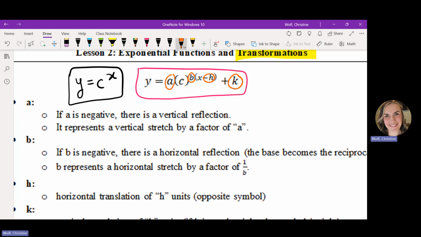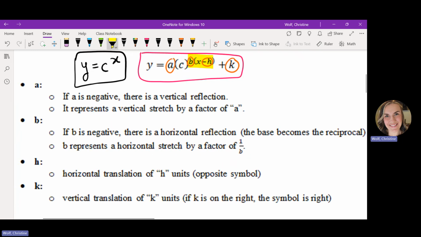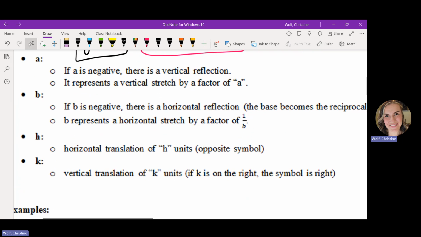The difference between this and chapter 1 is that these guys right here, the B and the H, are now an exponent or part of the exponent. All right. So what we're going to do is we're going to take a trip down memory lane here and remind ourselves what each of those letters actually means. And you know this already. It's just sleeping in your brain. We're going to wake it up.